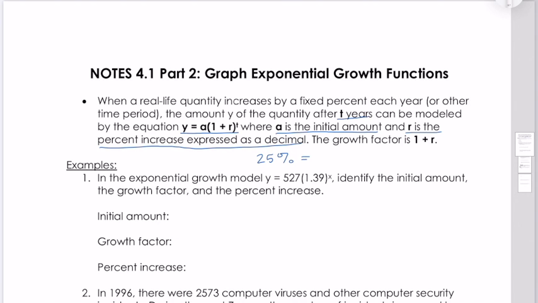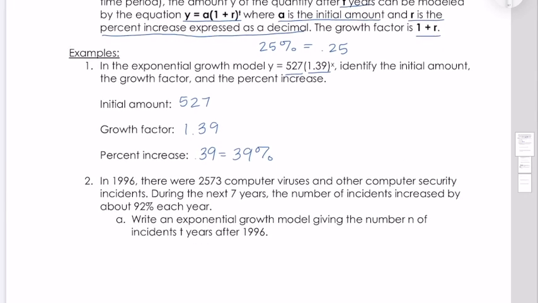Alright, one thing that I highlighted is we are using percentages as decimals, so 25% would be 0.25. So move over your decimal 2 places to the left, and that gives you a percent. This first one, the initial amount is 527. The growth factor is 1.39. And since that growth factor is 1 plus the percent as a decimal, that means that percent must have been 0.39, which is 39%.